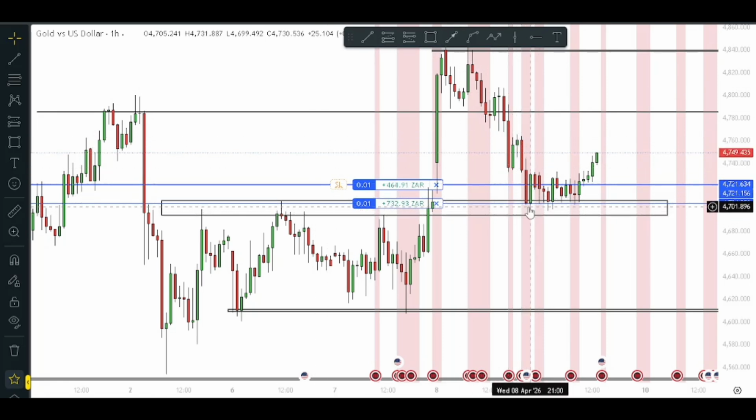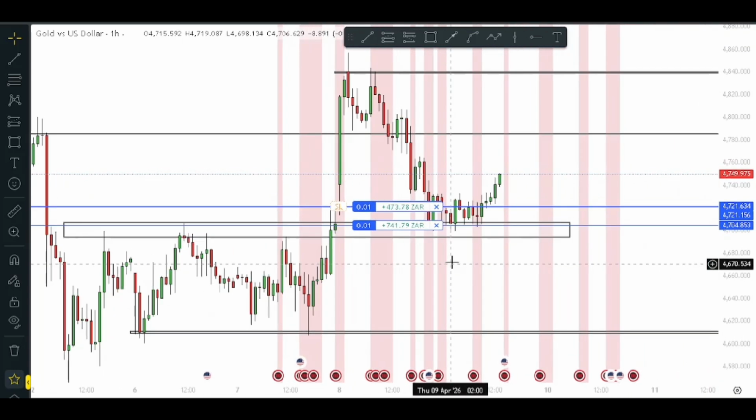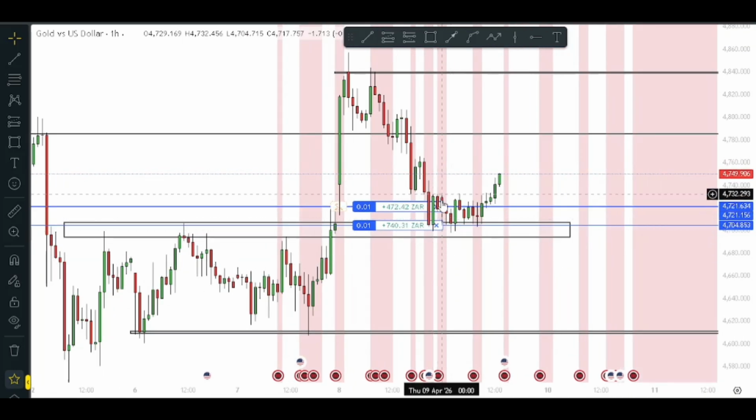That's where I took my first entry, right? Then it proceeded to liquidate here a little bit. As it was liquidating here, that's when I took my trade on the second touch, not on the first touch or the third touch. I took it on the second touch. All right.